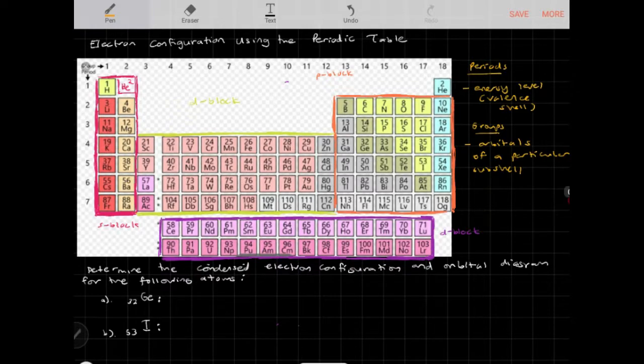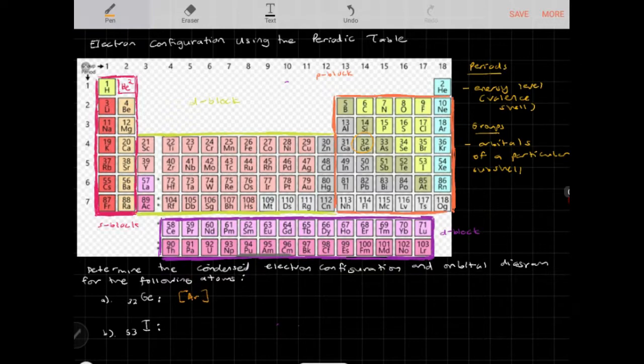Alright, let's determine the condensed electron configuration and orbital diagram for the following atoms. So let's start with germanium 32, right? And then we're going to look at iodine 53. So looking at germanium 32, if we're looking at condensed, germanium 32 is located right here, right? So if we're looking at the condensed structure, I'm going to start with the noble gas to its top. It's the top right. So it's argon. So I'm going to use argon as my noble gas.